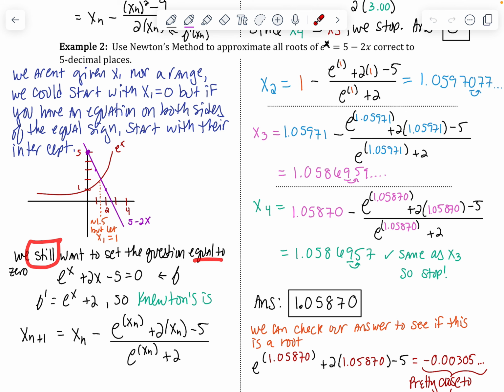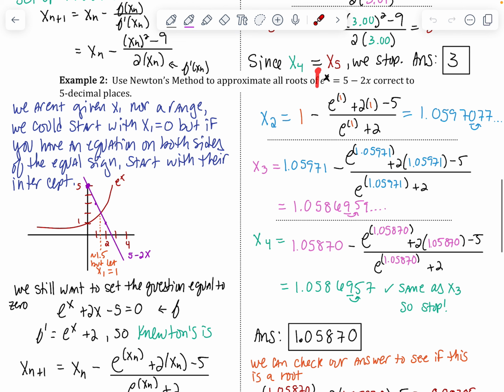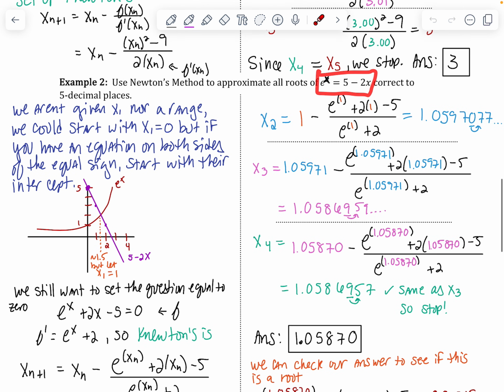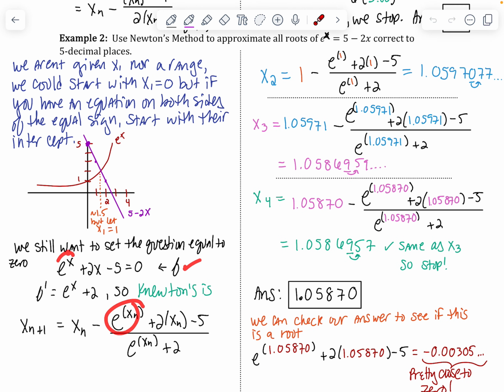So we still need to set the equation equal to 0, because Newton's method requires a function, and what we have is an equation, not a function. So I'm going to add the opposite of the 2x to the other side to get a positive 2x. I'm going to subtract the 5 to the other side to get a minus 5. So I have my function, which is e to the x plus 2x minus 5. And then I need the derivative. The derivative of e to the x is e to the x. The derivative of 2x is just 2, and minus 5 is 0.